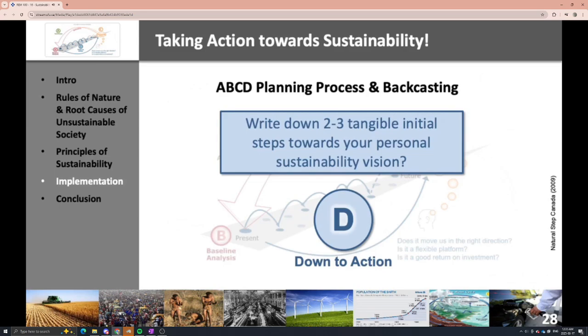Okay, let's take another moment and think about 2 or 3 tangible steps that you could take towards the vision that you had for personal sustainability.